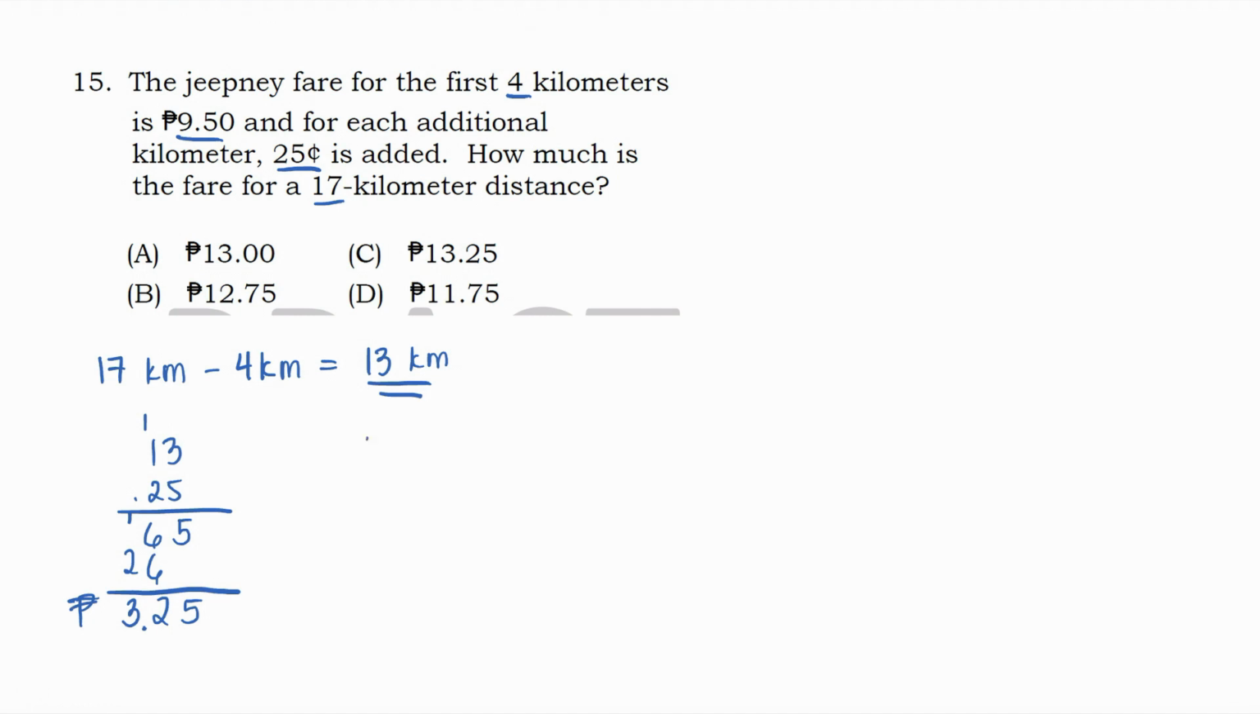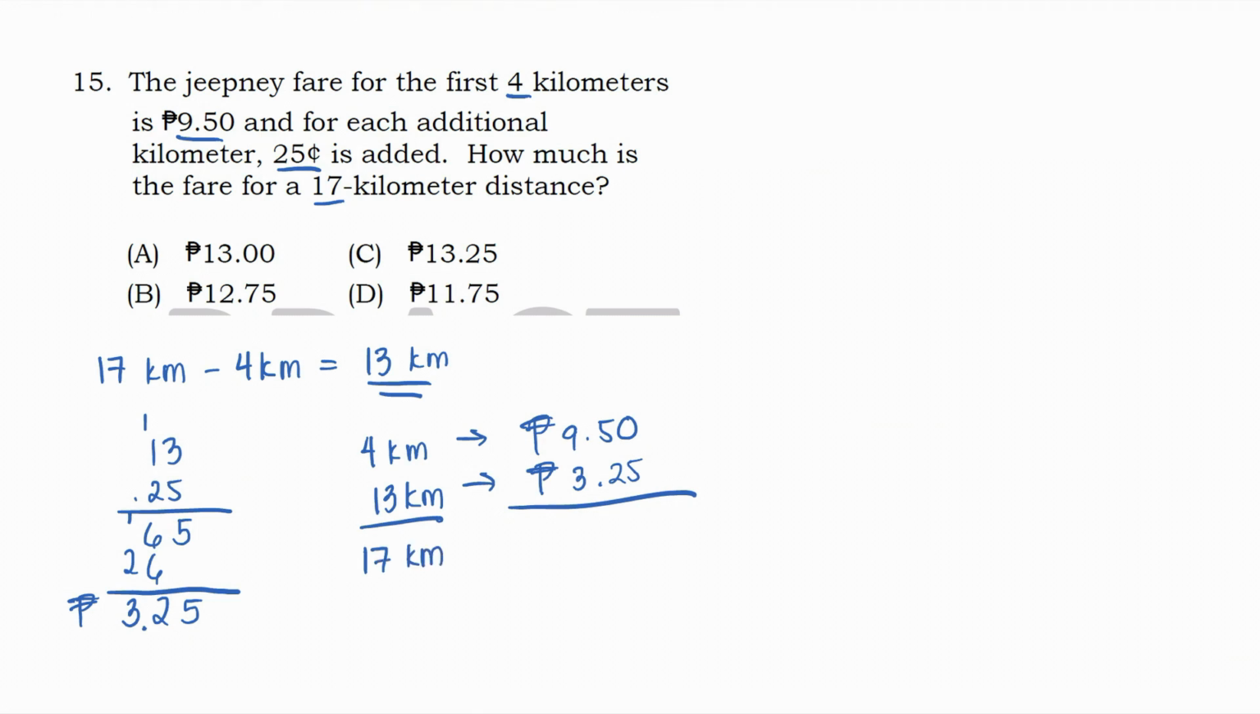Tapos, since pinapakuha sa atin yung fare for 17 kilometers, ayan, so ilagay ko lang, 4 kilometers is 9.5 pesos. Tapos, yung 13 kilometers na additional is 3.25 pesos. So, i-add lang natin yan. So, this one is 17 kilometers. Tapos, ito ay, ayan, 5, 7.9 plus 3 is 12. 12.75 pesos yung fare. Letter B.